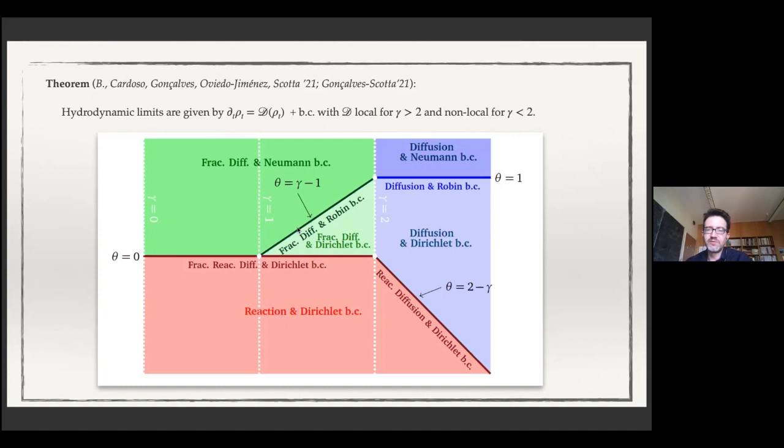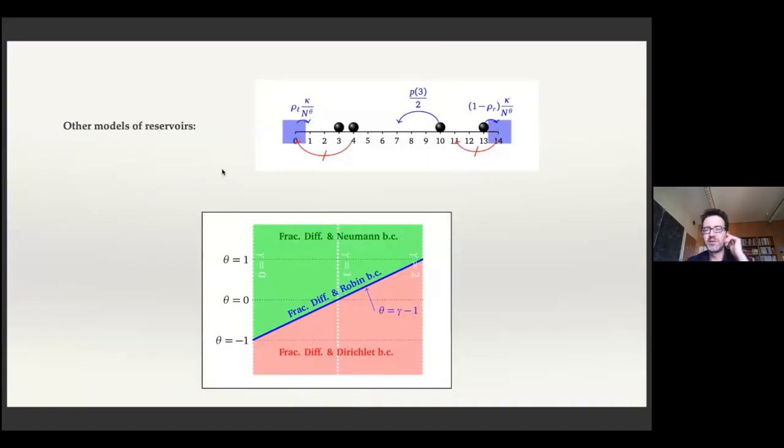Let me just comment on the fact that maybe you don't like my reservoirs so much. So let me show you what happens if you use normal reservoirs, in some sense. I just use some reservoirs which are acting on one side. So you inject particles, but just on the nearest neighbor side, with some intensity, which is rho L, and here 1 minus rho R, you can make particles disappear. And now you forbid the particles to jump outside of the bulk.